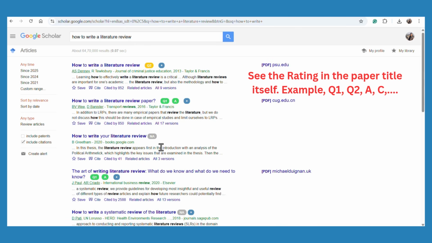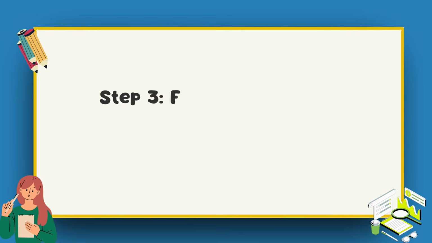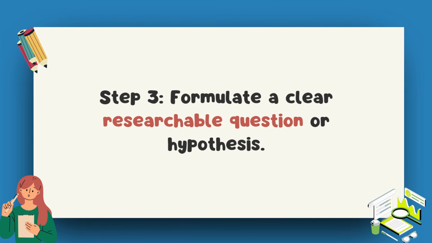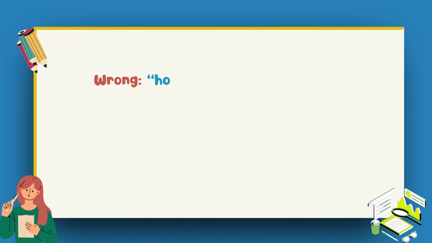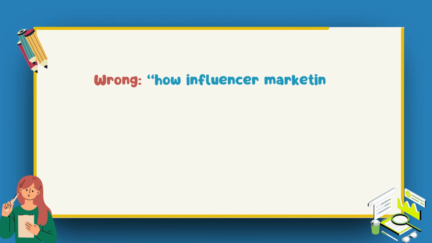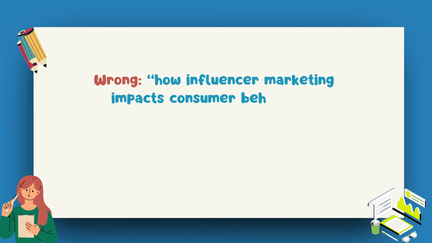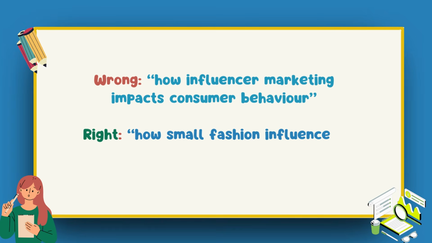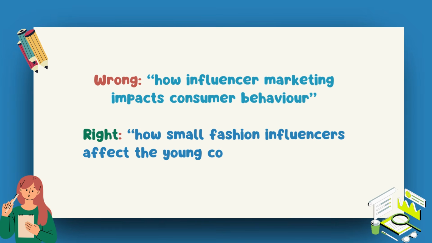Third step is to formulate a clear researchable question or the hypothesis. Your question should be specific and answerable. Example, instead of asking how influencer marketing impacts consumer behavior, you should frame your research question like how small fashion influencers affect the young consumer's attitude towards the brand.